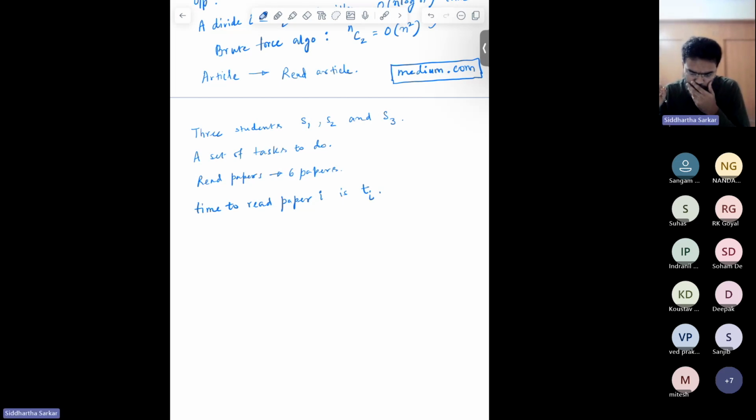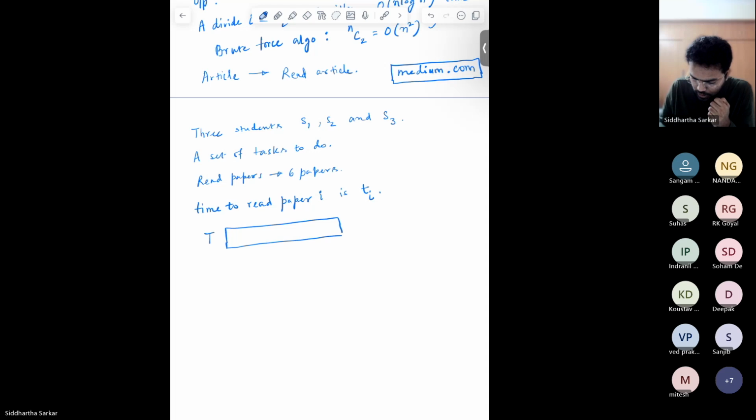Okay, so let us take some numbers. Let us say there's an array called T, and in that array we store the time required to read the papers. Let us say the first paper takes 2 days to read, the second one takes 3 days, the third takes 4 days, the fourth takes 6 days, the fifth takes 2 days, and the sixth again takes 2 days.